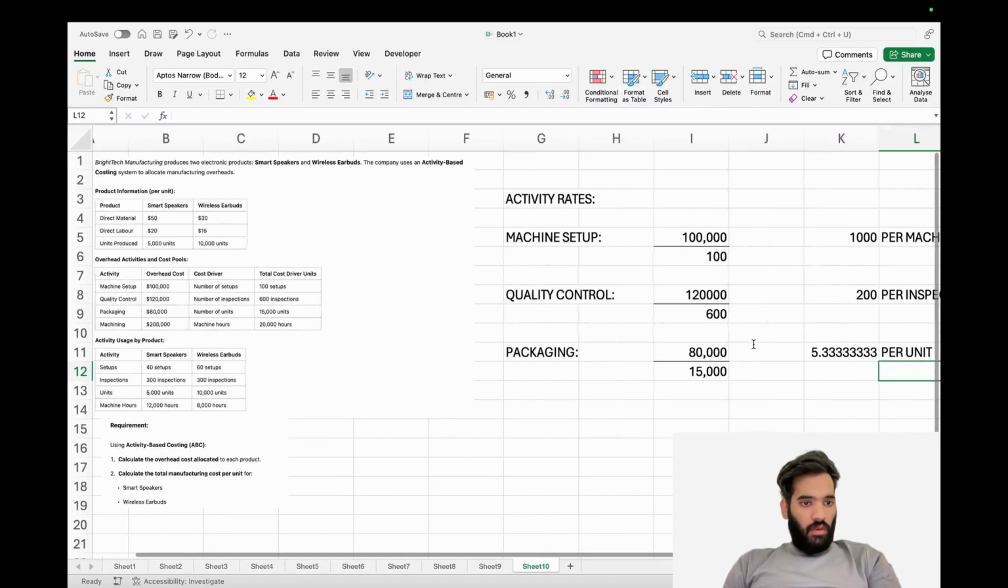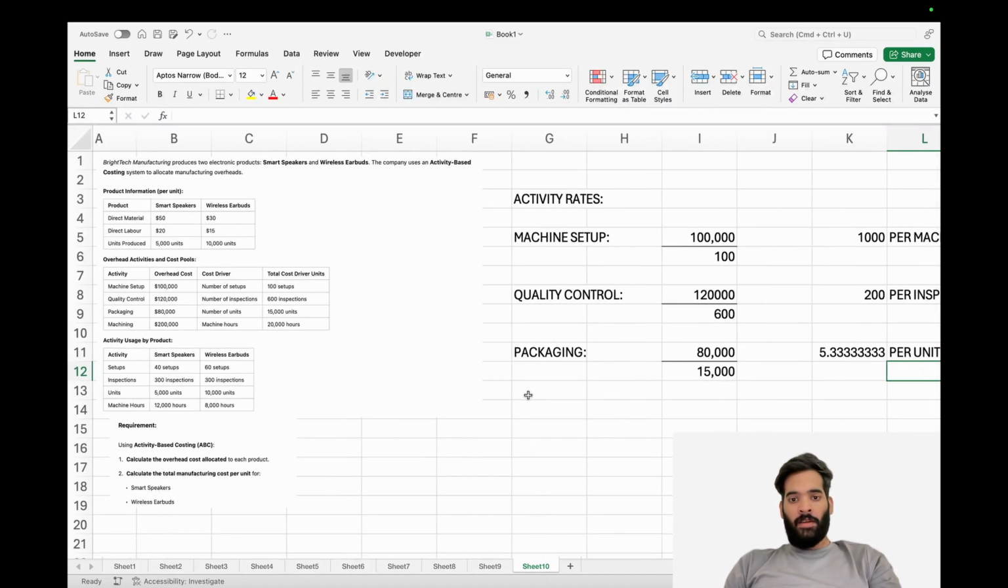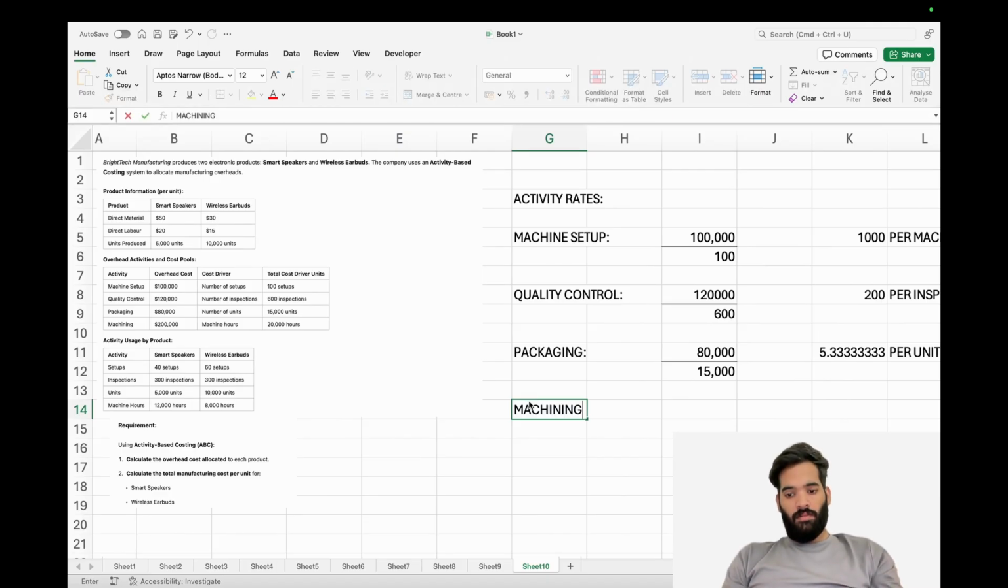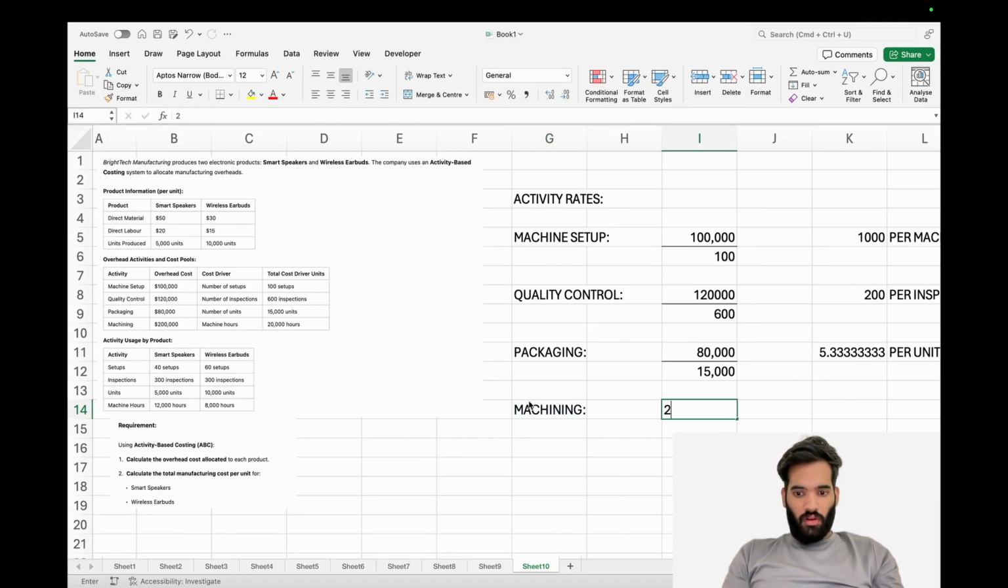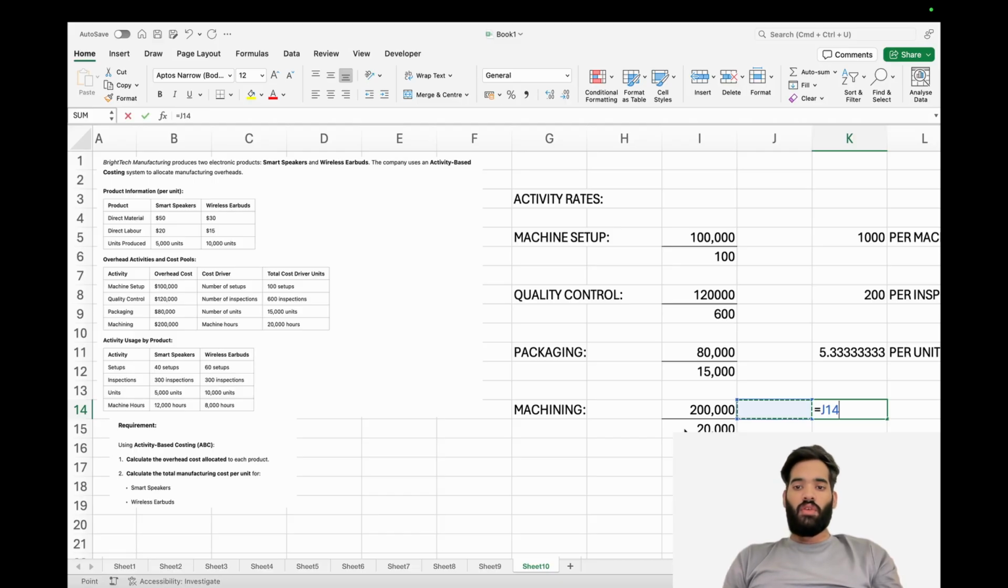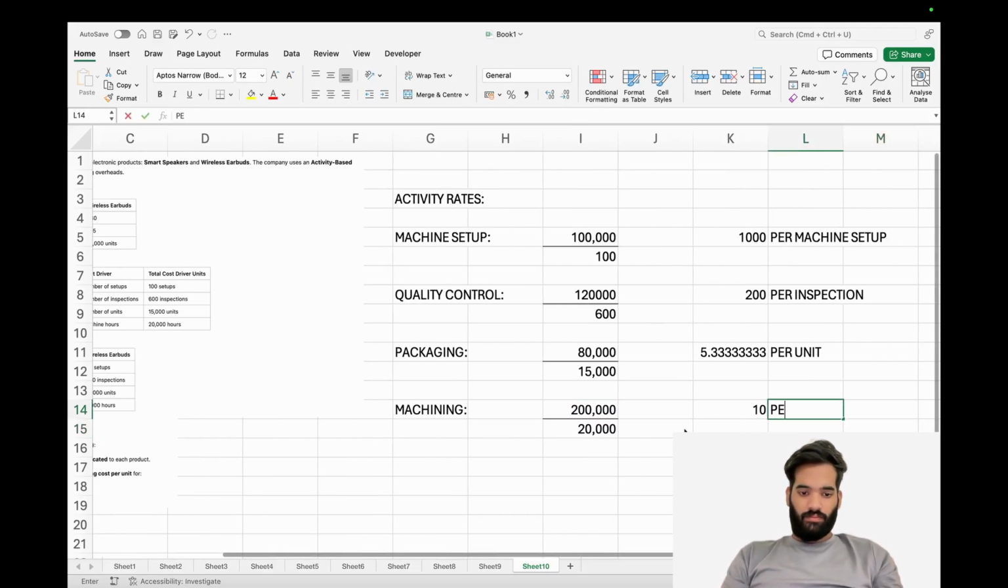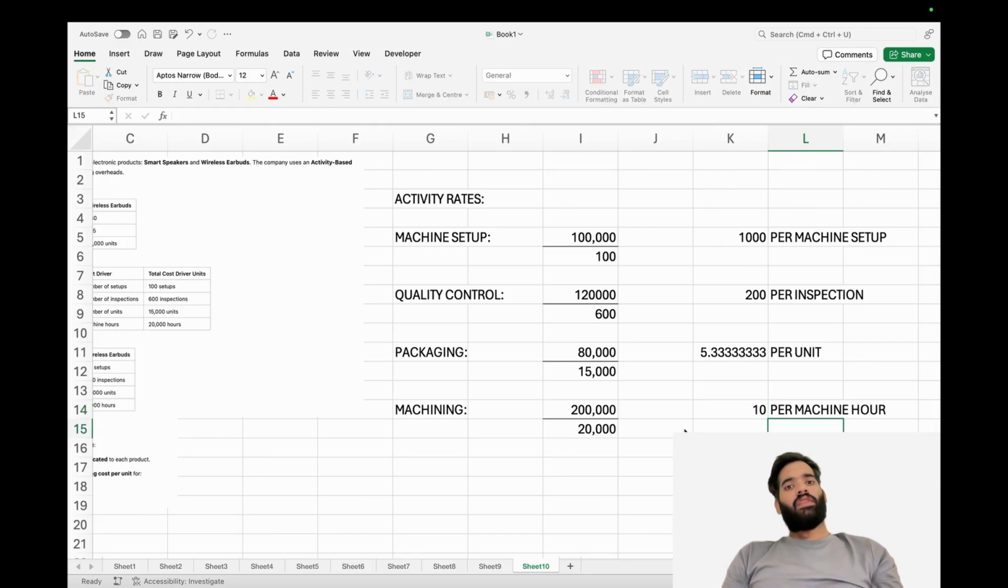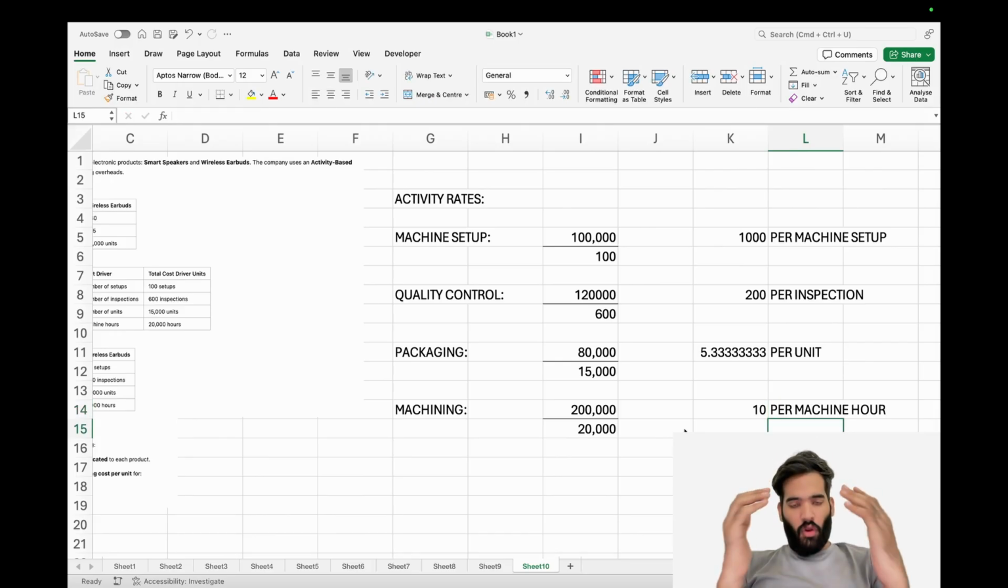Okay, then we have the last one, which is called machining. So machining, what is the machining cost? $200,000 divided by what is the machining cost driver? 20,000 hours. So this means whatever answer we get, it is per machine hour. So first step finished. We just found out all of the rates.